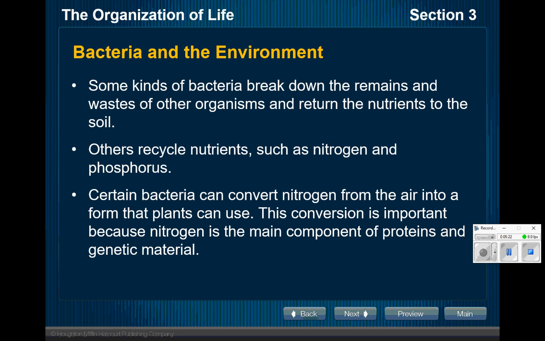Some kinds of bacteria can break down remains of waste in other organisms and return those nutrients back to the soil. So there are bacteria buddies, and others recycle nutrients such as nitrogen and phosphorus. If it wasn't for bacteria, plants and us really would not be able to get nitrogen in the form that it needs to be in to be our nutrients. It would stay locked up as the gas form that it's in in the air. So bacteria has a symbiotic relationship with many root hairs of plants so that we can get nitrogen in the soil. Certain bacteria, so we call that nitrification.